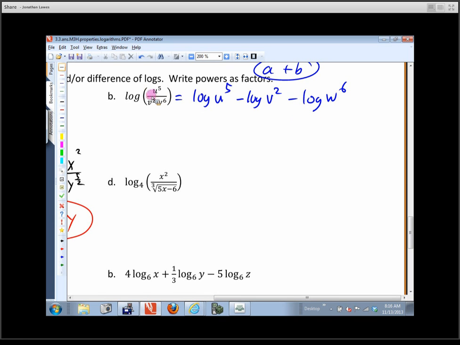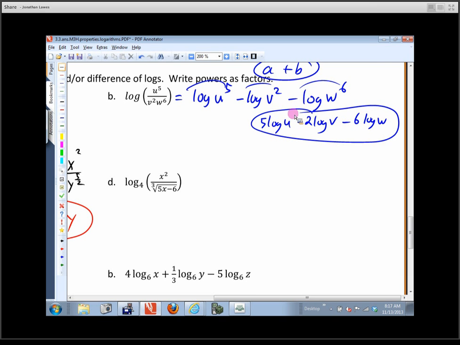Anything that's up in the numerator just has a positive in front of it. Okay, are we done with this problem? We are not done with this problem. So I want to take each one of these and slide those out front. This is going to give me 5 log of u minus 2 log of v minus 6 log of w. And this, as ugly as it is, is the answer. That's a much more condensed format. But these two expressions are the same thing.